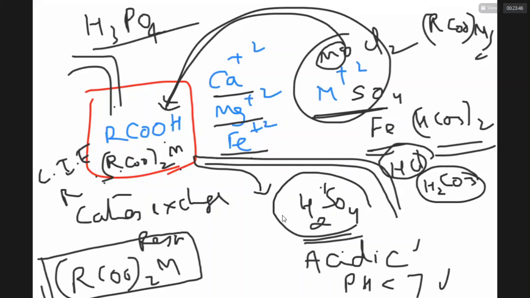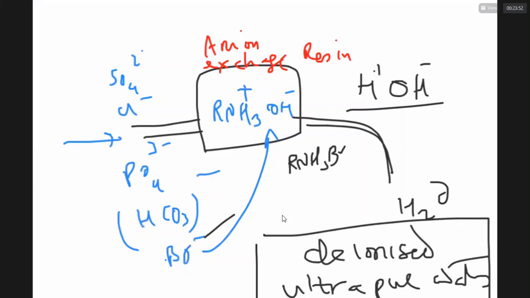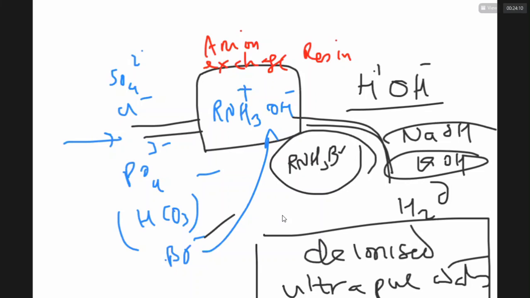Similarly, after some time, anion exchange resin becomes useless. When anion exchange resin completely becomes RNH3X, it has no more OH minus to release. Then it became useless. You can make it useful again by passing NaOH solution, caustic soda solution, or KOH solution. So NaOH and KOH are used to reclaim the anion exchange resin. Phosphoric acid, sulfuric acid are used to reclaim cation exchange resin. So once again, they can be made useful.